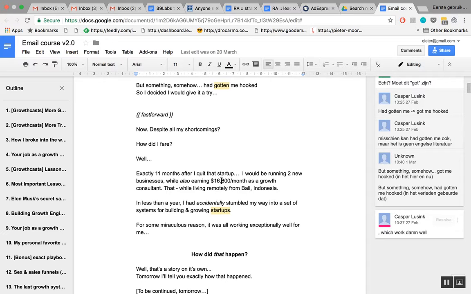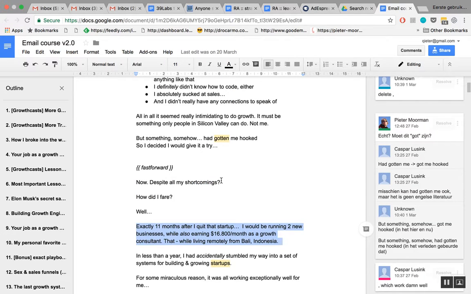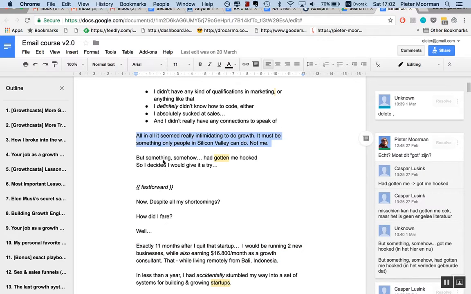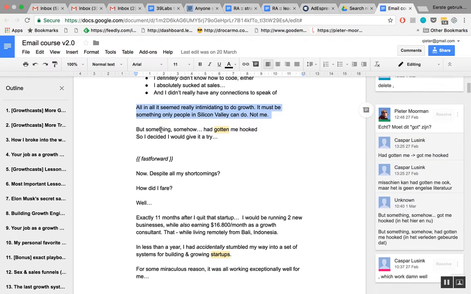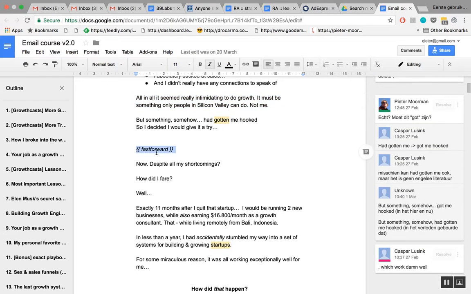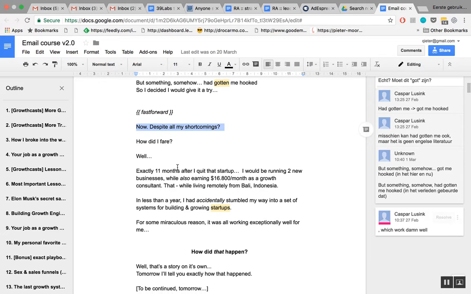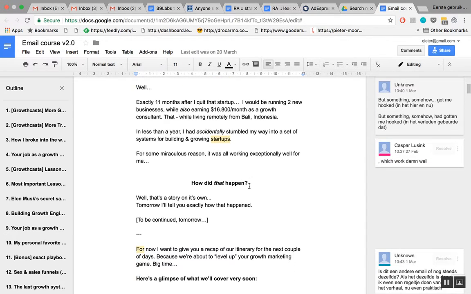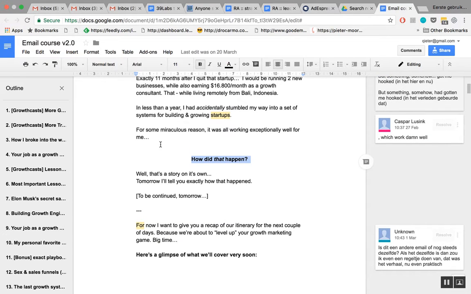And in my case, that's in a financial kind of positioning, because that's what this market likes. So I would definitely not do that here for the yoga, but you could do a similar kind of hook, right? So all up till here is like the old life, and then fast forward. Now, 11 months later, things were fantastic, right? Now, how did that happen? That's of course basically the cliffhanger, right? Well, that's a story of its own, and tomorrow I'll tell you how that happened, to be continued tomorrow. So that's basically how you set up a hook.